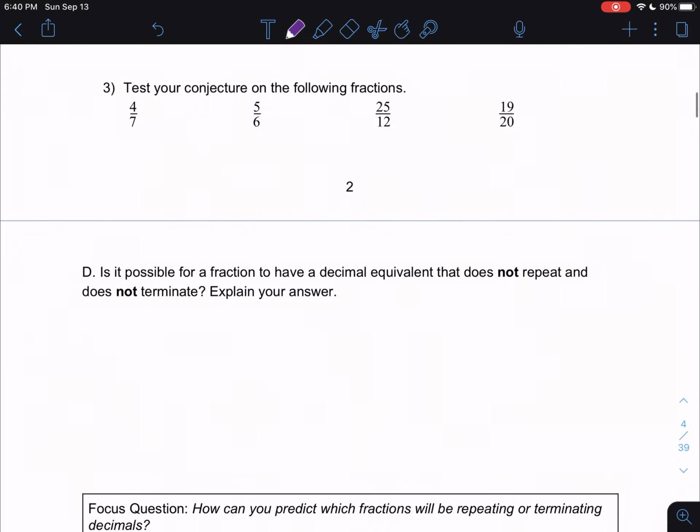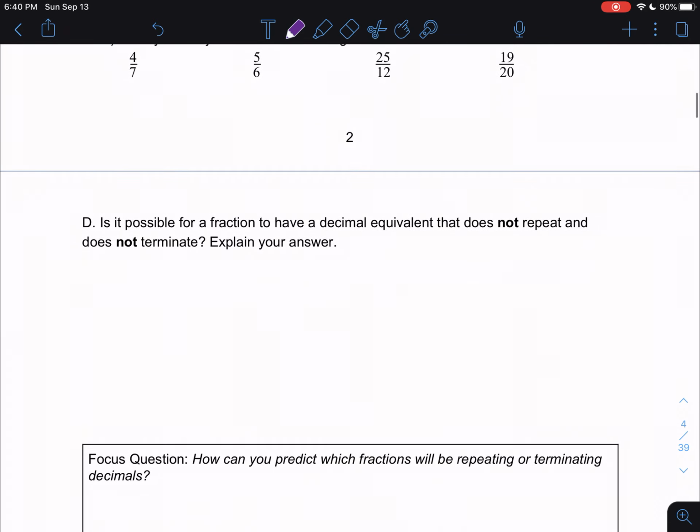All right? Okay, so part D. Is it possible for a fraction to have a decimal equivalent that does not repeat and does not terminate? Explain your answer. So what do you think? Go ahead and pause and write down your thoughts. Okay, so hopefully what you realize is no, it's not. We already answered that. We've answered it like 3 times now, I feel like. No, it is not possible.